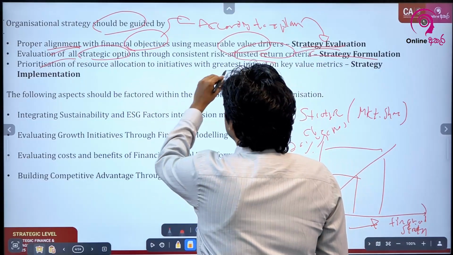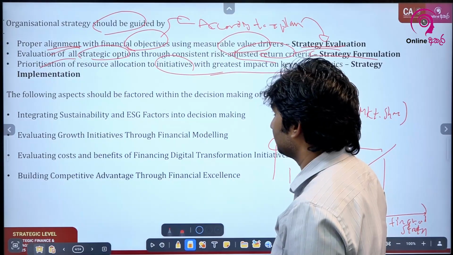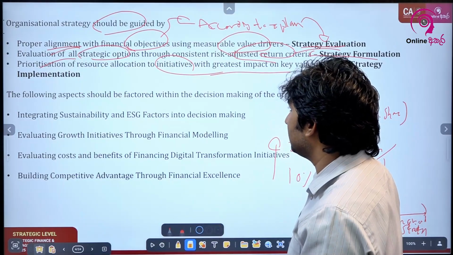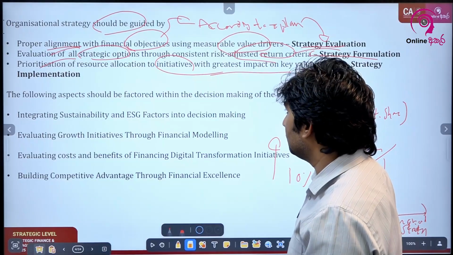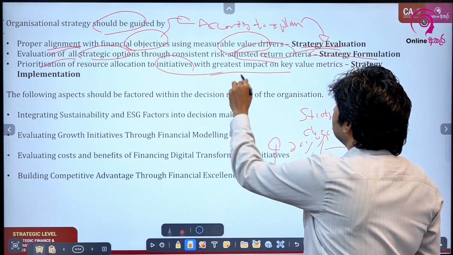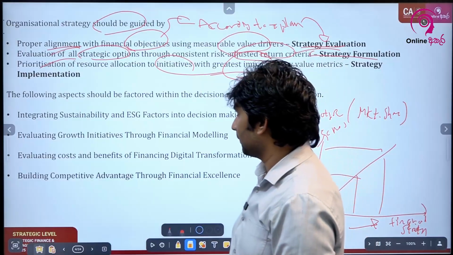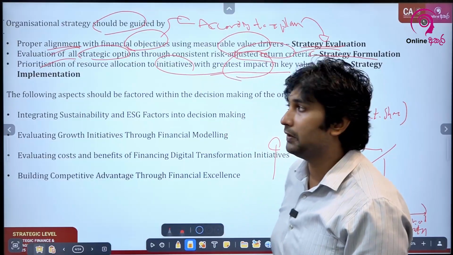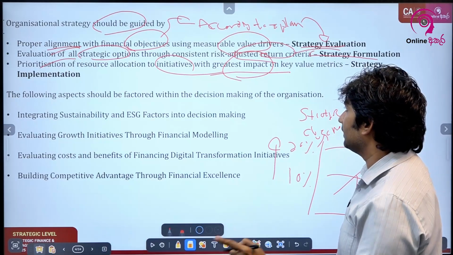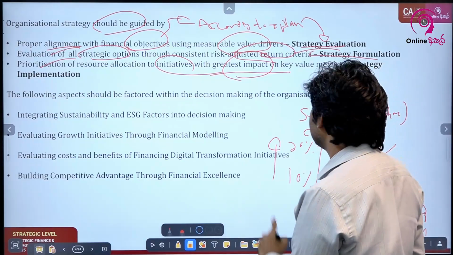Prioritization of resource allocation to initiatives with greatest impact on key value metrics. So whether we are actually allocating resources to proper initiatives that are giving us the greatest impact on the key value metrics. So you need to see whether your resource allocation is proper, whether you are allocating the resources to the most productive areas that give us the highest return.